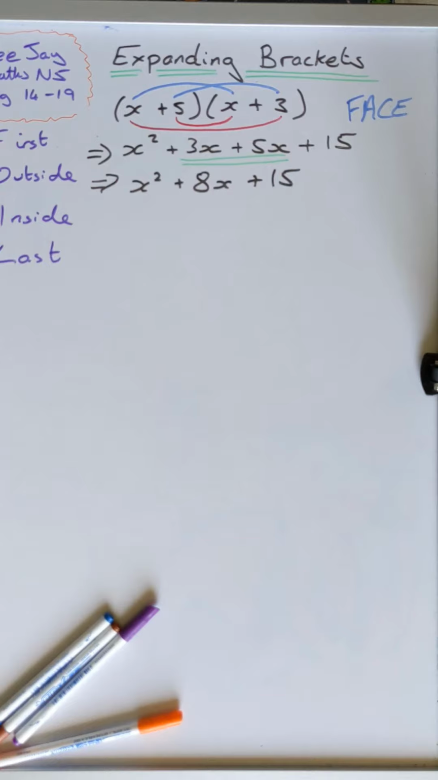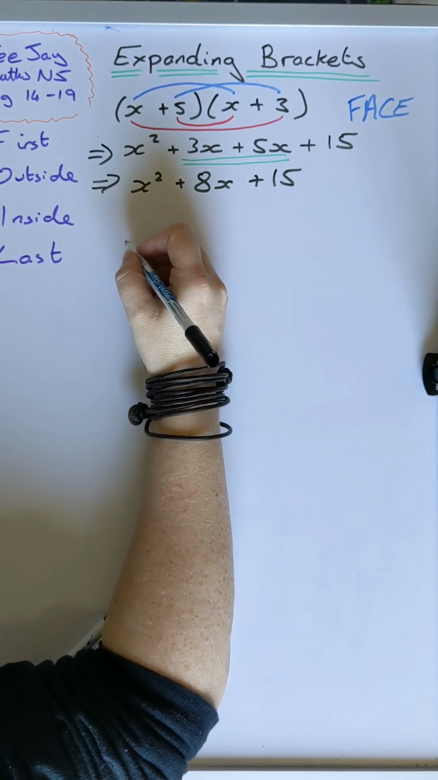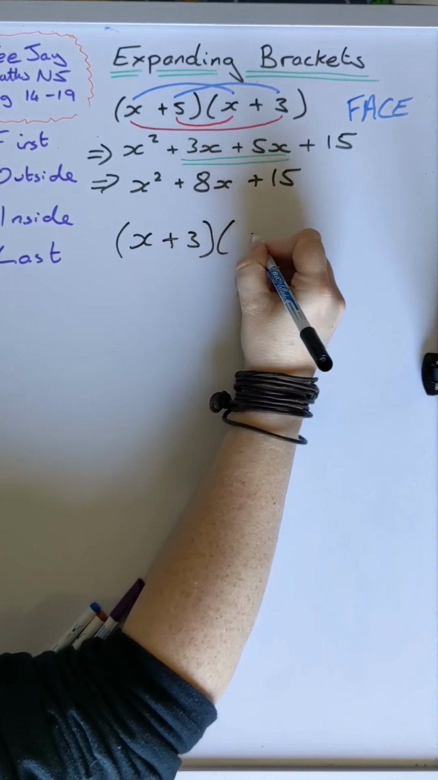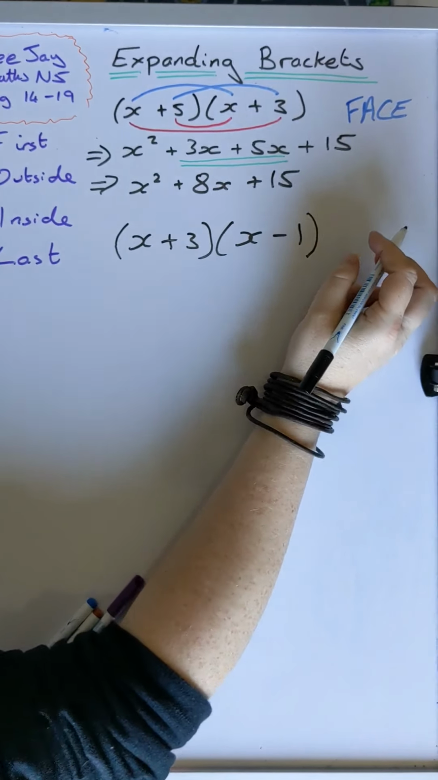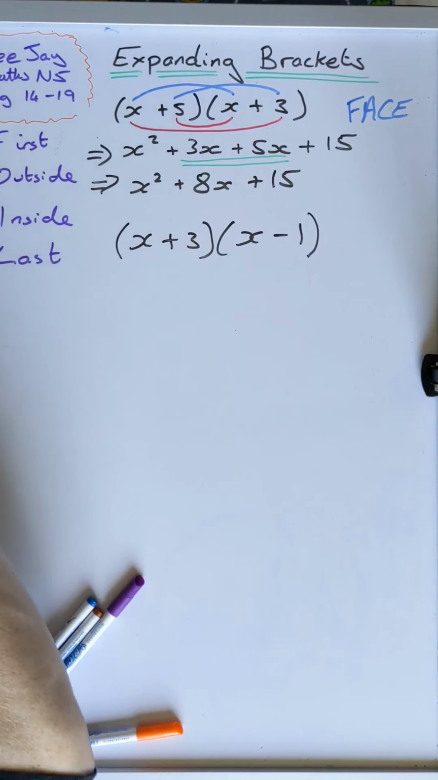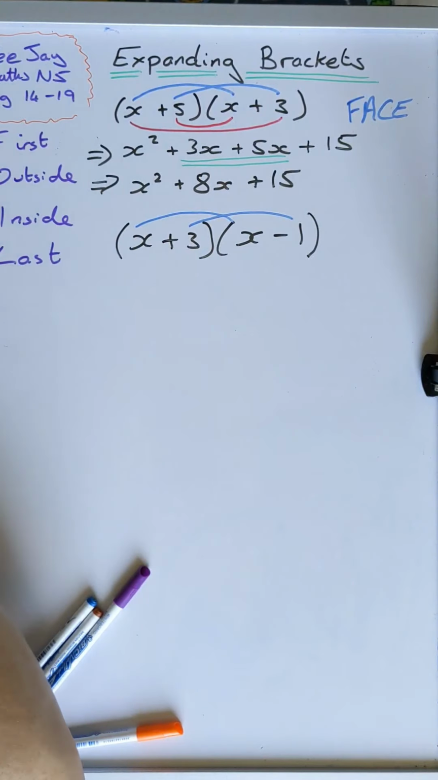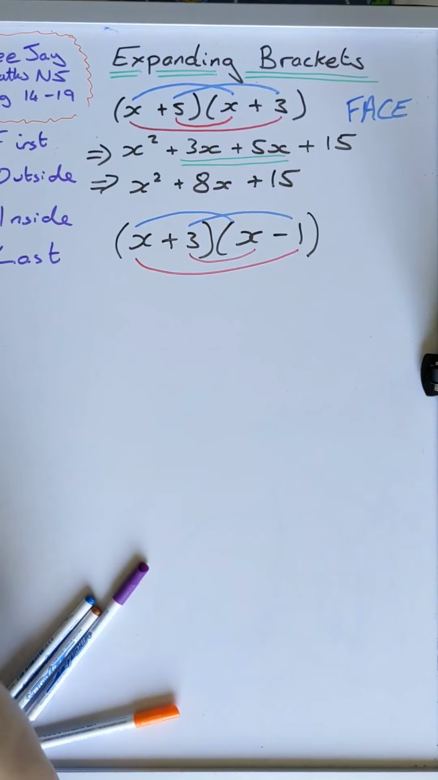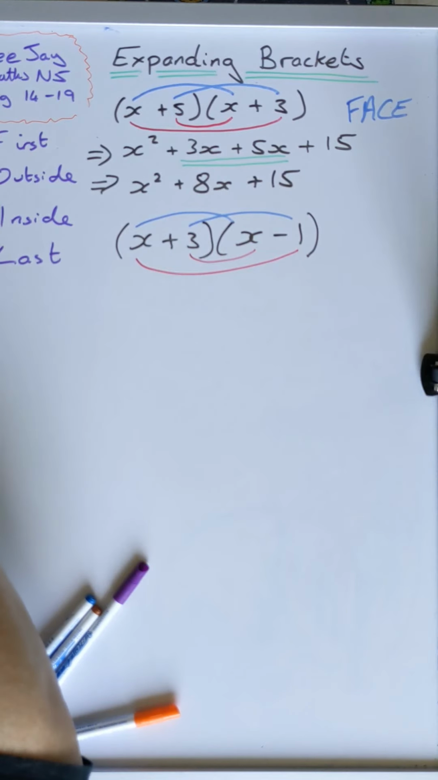Right, so I want to look at another one. And this time, I'm going to look at what happens when we have a negative in there. So if we have x plus 3 times x minus 1, and we have a look what happens. So we are going to do our face, we're going to do our eyebrows, our nose, and our mouth. This is just a way of making sure that you always remember to do everything.